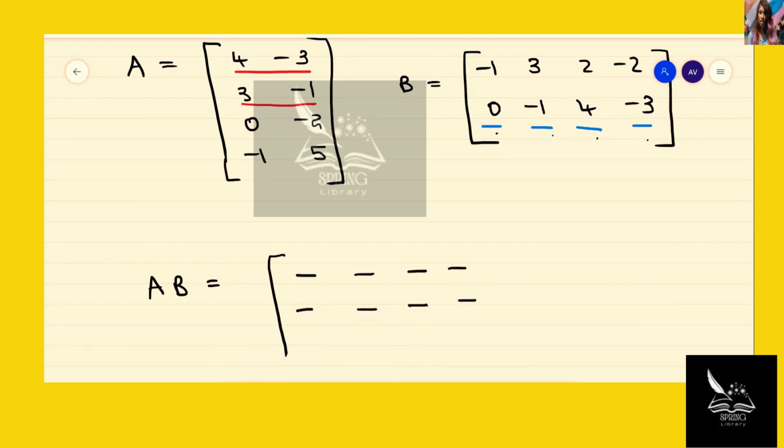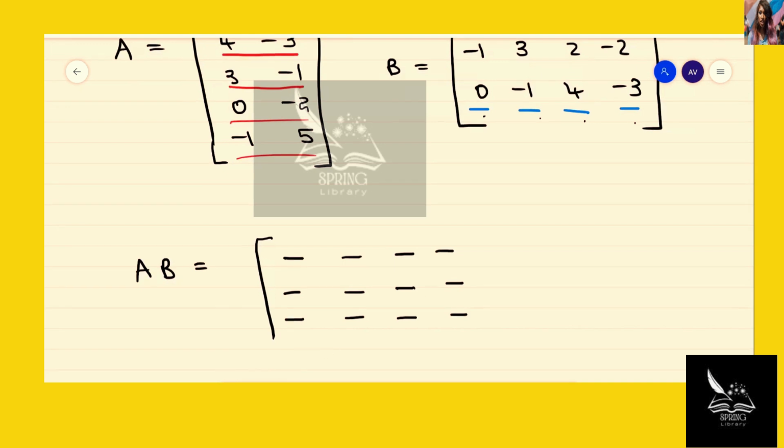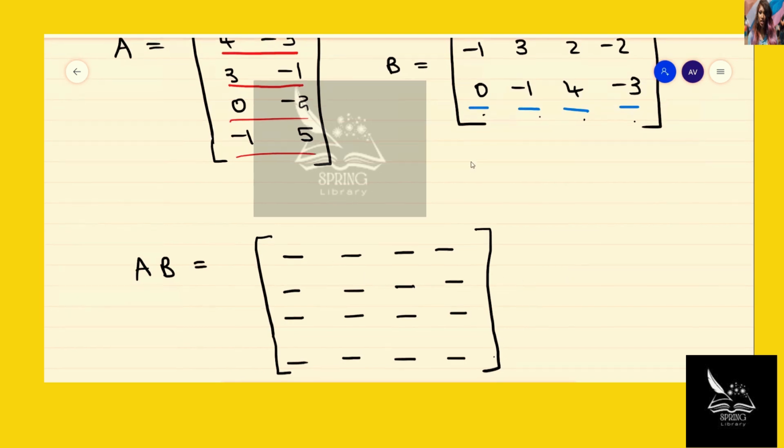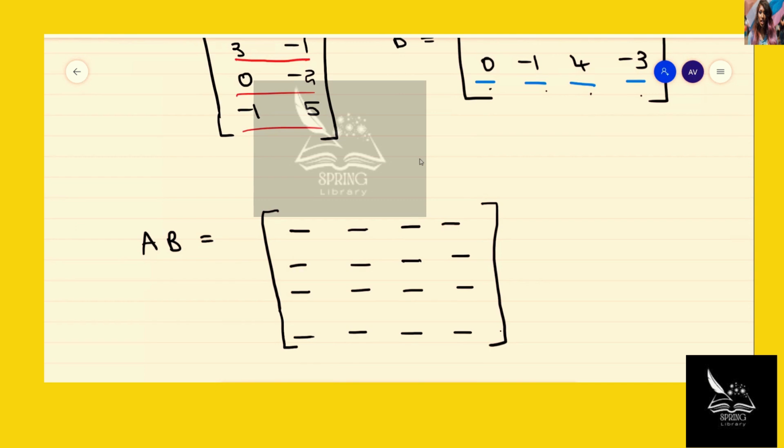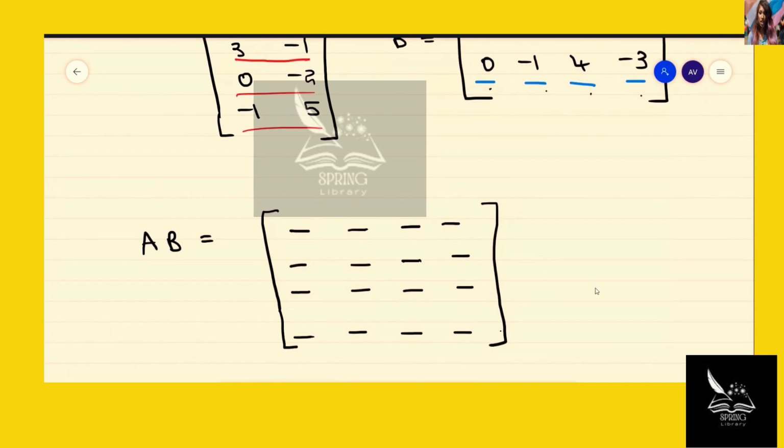Then we will move on to the third row of A, which will also give us the next 4 elements, and the last or the fourth row of A on multiplying and adding with the 4 columns of B will give us the last row of the product matrix AB, and that would also be 4 elements in the fourth row. So the method is the same that we have mentioned in the above 2 problems. So let's just see what is the solution for the product matrix AB in this case, right?